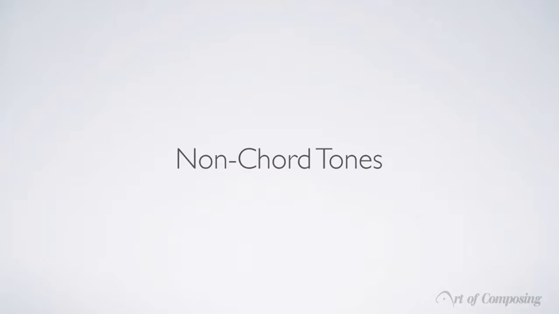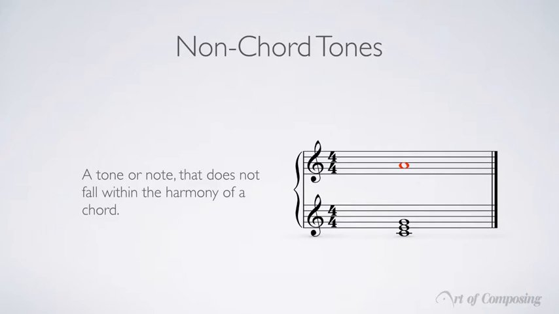So what is a non-chord tone? Well, it's pretty simple. It's a tone that does not fall within the harmony of the chord. If you have a C chord, which is C, E, G, then an A would be a non-chord tone.